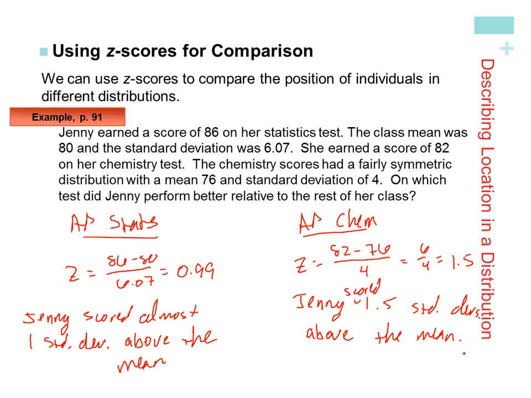Okay, so which one did she actually perform better on? What was her AP Chem test? Right, she was higher. She scored higher relative to the rest of the class on that test. Okay, so z-scores give you an idea of how to compare in a couple of different distributions. And we'll actually use z-scores a lot.